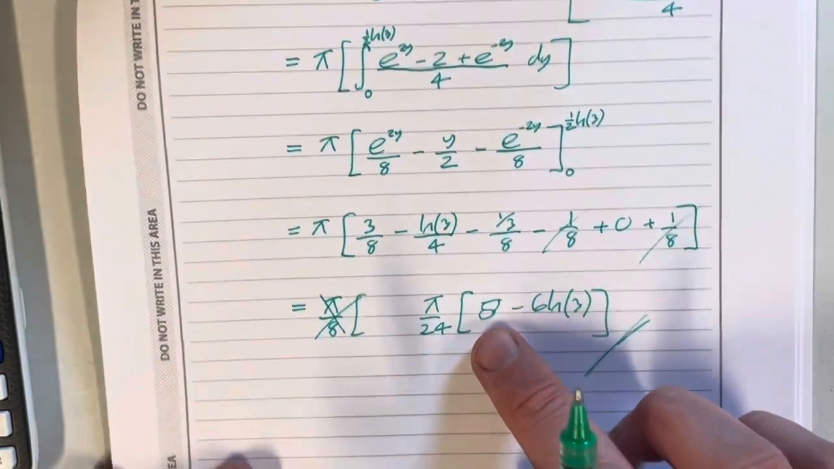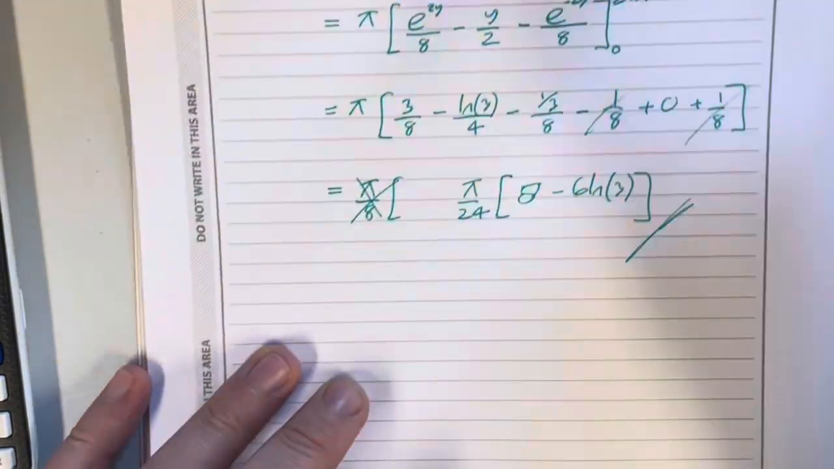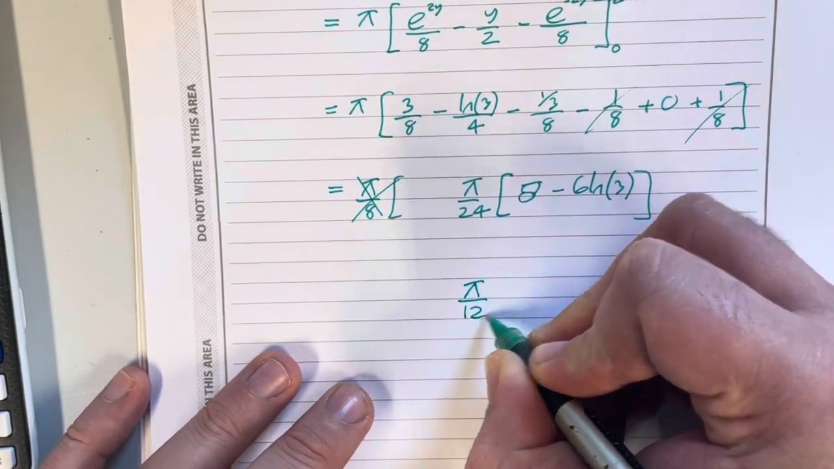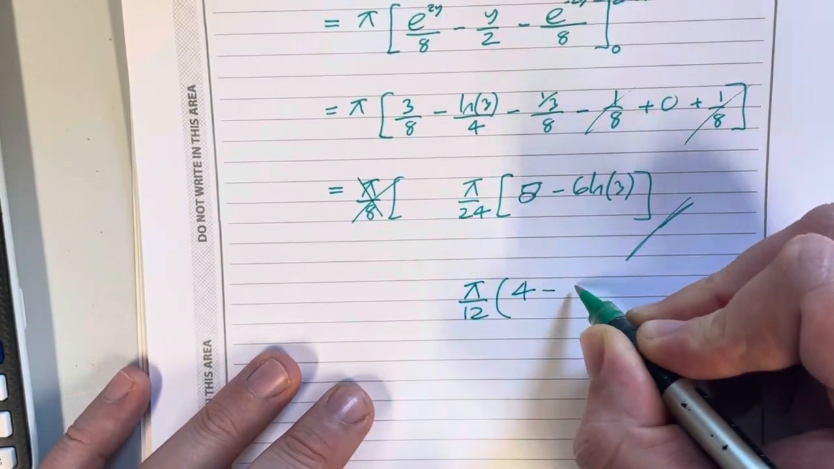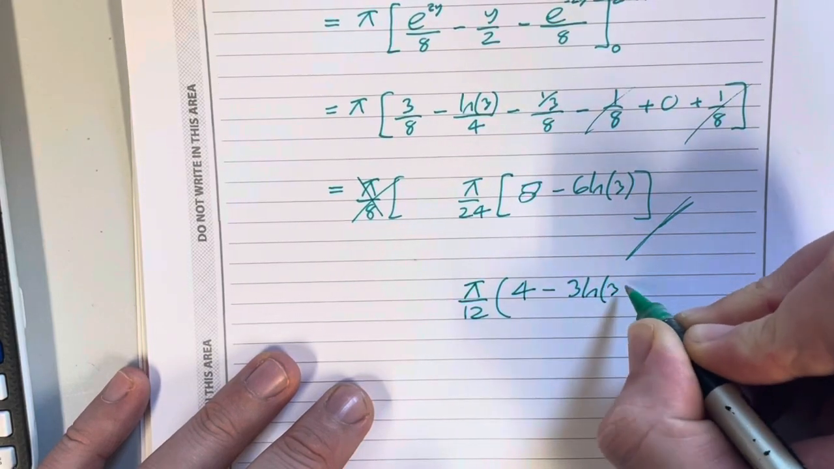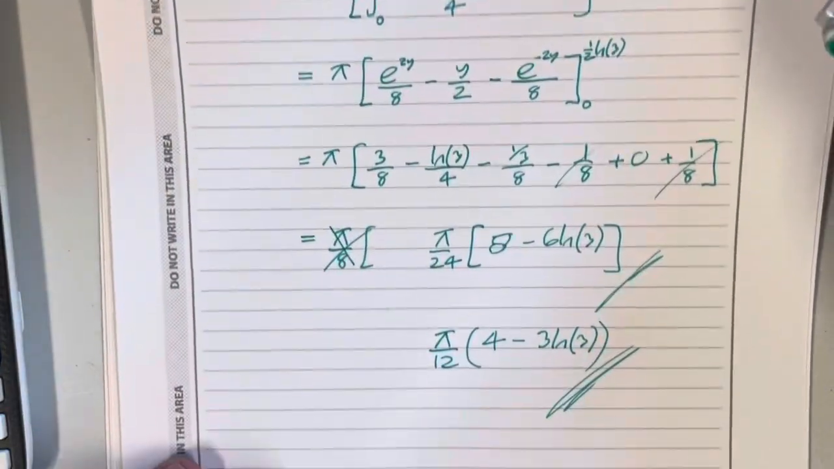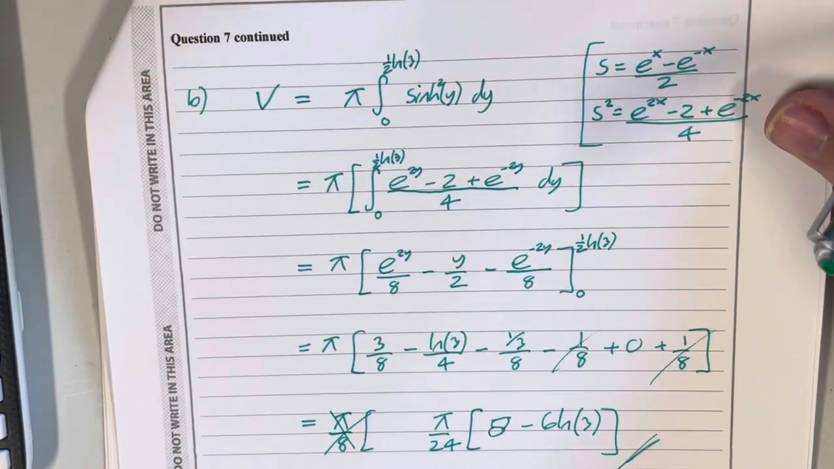Now that I can see there's a 2 across the coefficients here, I'm going to pull out a 2, so that's pi on 12 into 4 minus 3 log 3. And I'm happy that that is indeed the correct answer. And that was 6 marks. Okay, so all of that there was 6 marks. So it's not too bad if you know what you're doing.